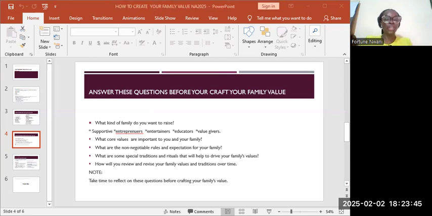Then, what are the non-negotiable rules and expectations for your family? These are the things that will guide the type of family that you are raising. If you are raising entertainers, educators, or royalty, there are some non-negotiable rules and expectations that must happen in your family. I am raising royalty, for example. So one of the non-negotiable rules and expectations is that royalty in this family dress like royals.